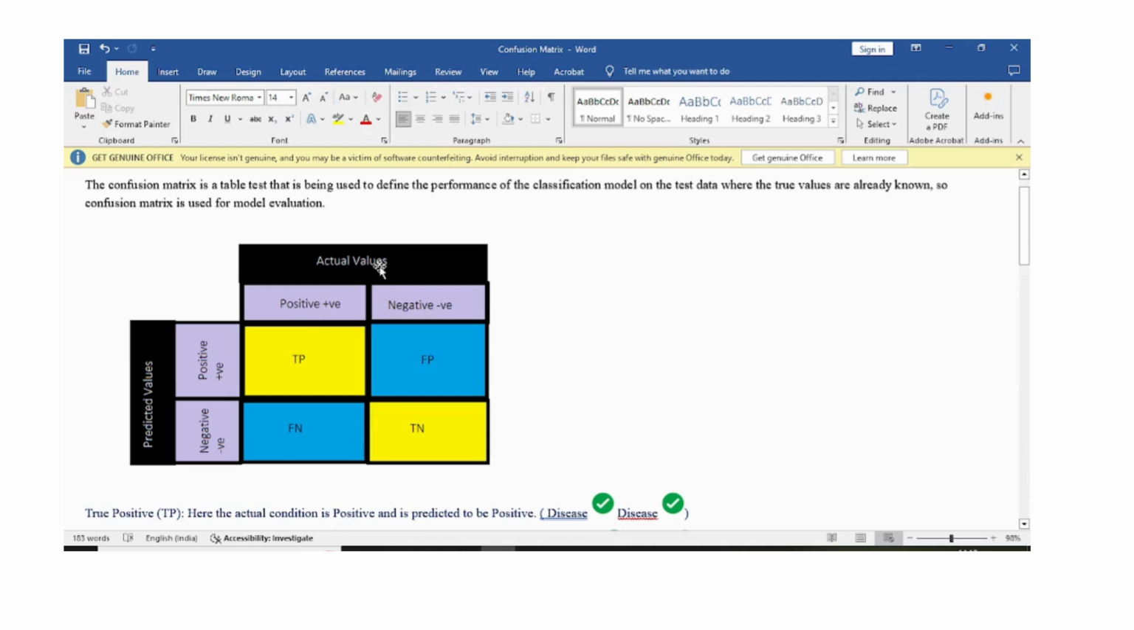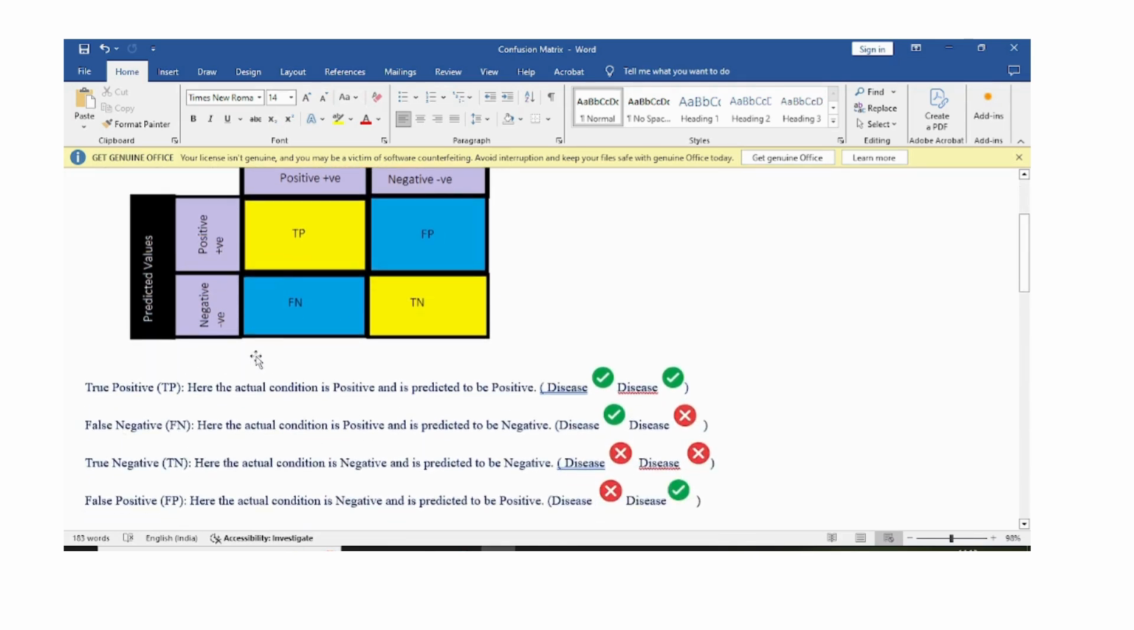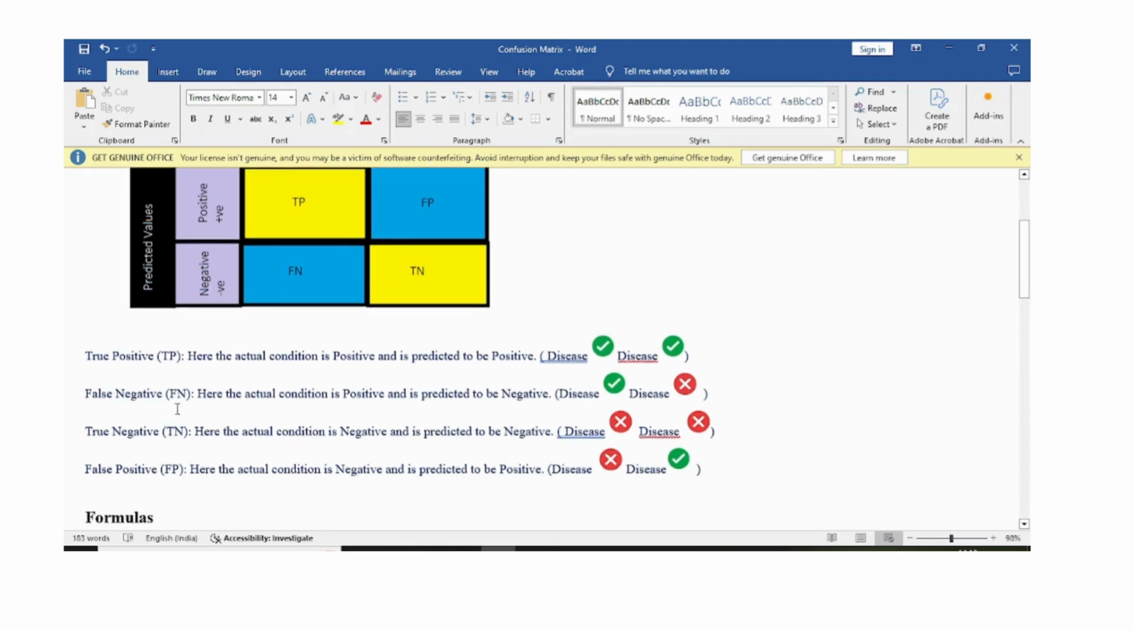Here the actual values are on this side and the predicted values are on this side. According to the actual and predicted values, the TP, FP, FN and TN positions are defined. So what is TP? TP means true positive. FP, false positive. FN, false negative. TN, true negative. What are their conditions?